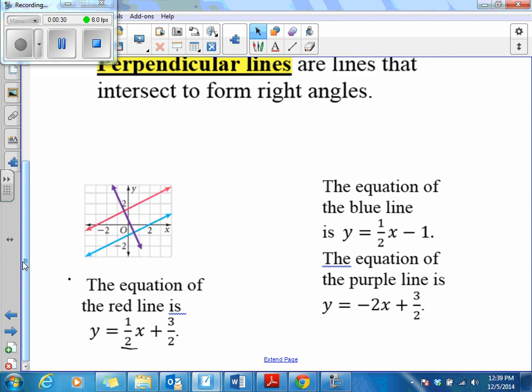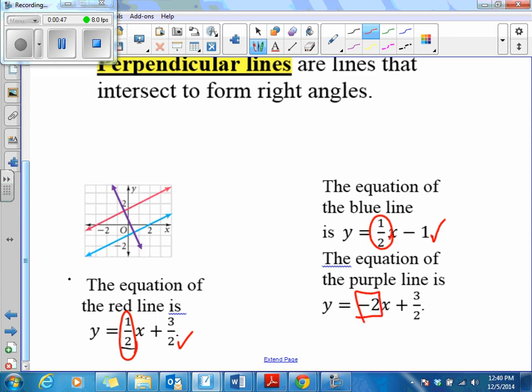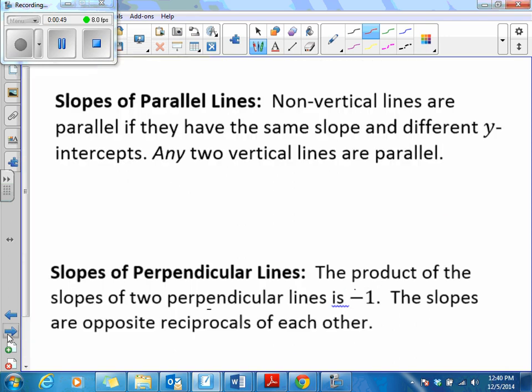They have the same slope, and they have different y-intercepts. Whereas the purple line is perpendicular, it has the inverse or opposite reciprocal. So let's go to that.